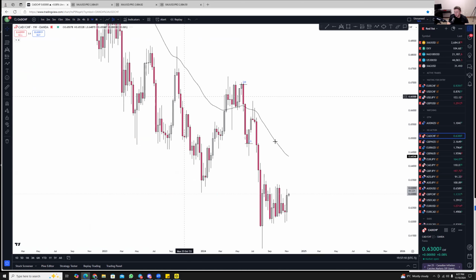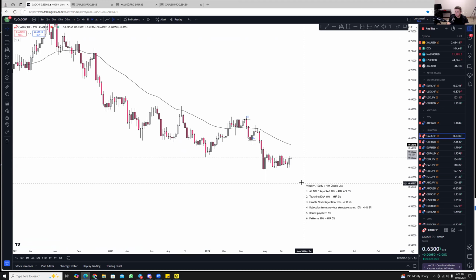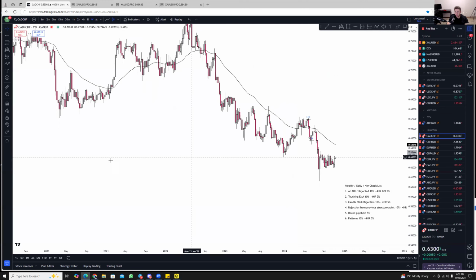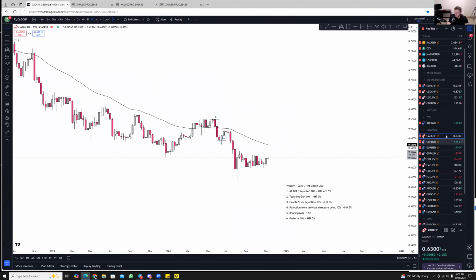All right, start on our weekly chart. Well, I already don't like it. Why do I not like it? Well, look where we are and look how much consolidation that is. No thanks.